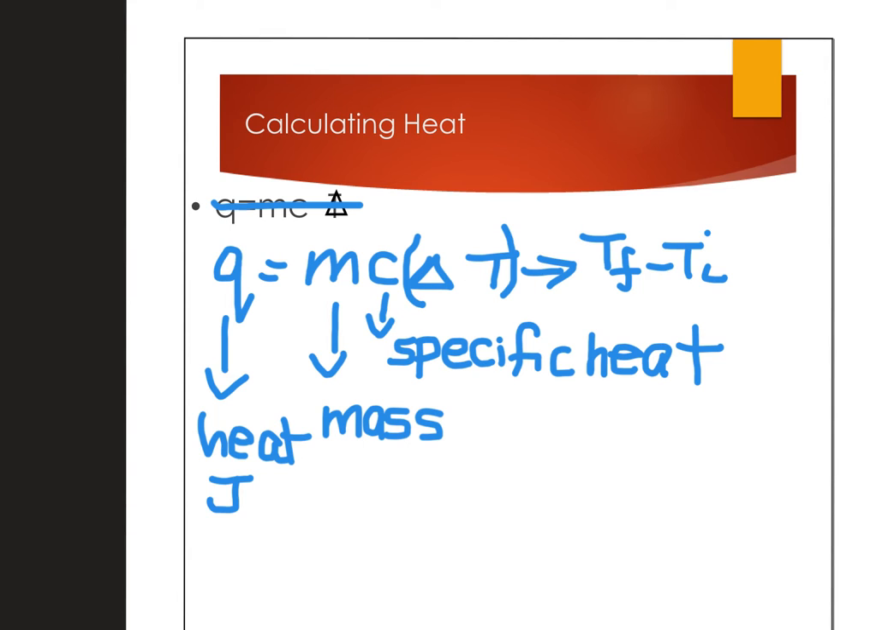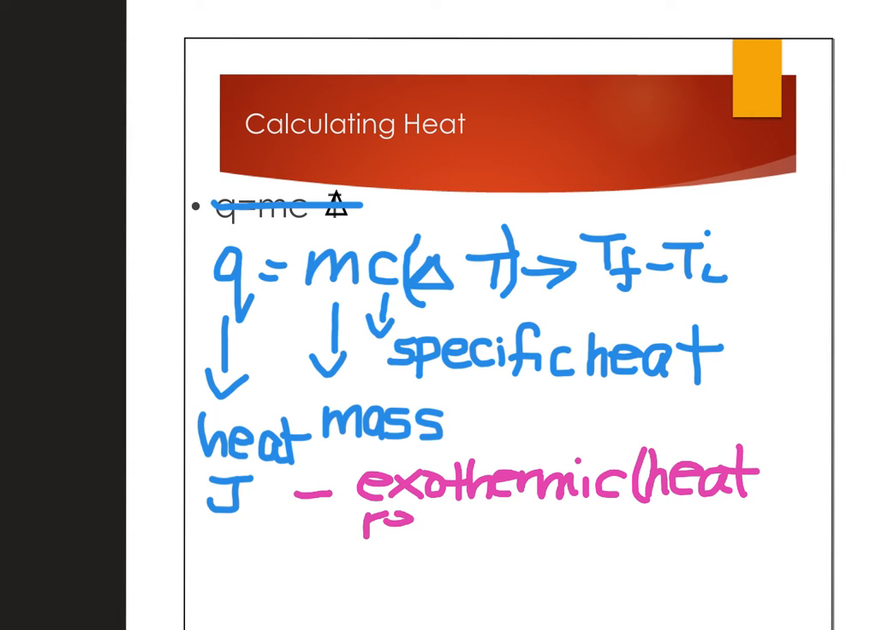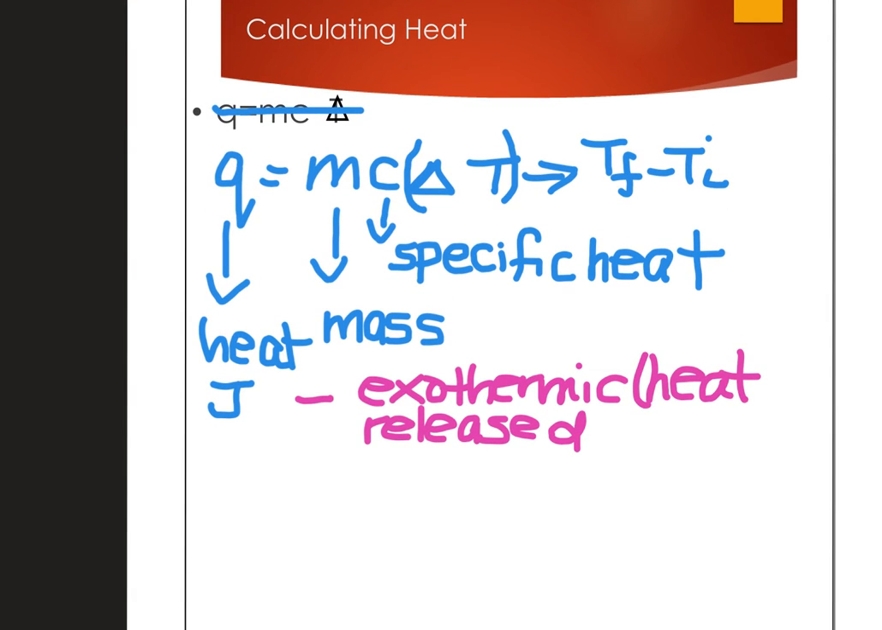Now, I do want to add that our Q, which is our heat, can be negative if it is exothermic, meaning heat is released, or it can be positive, which means that it is endothermic. And that means heat is absorbed.